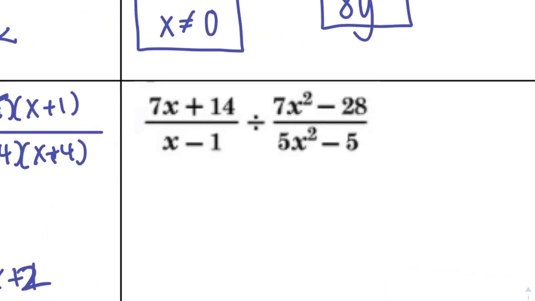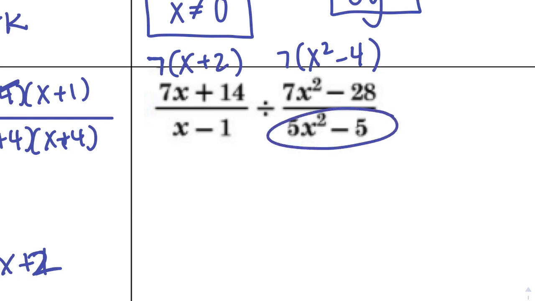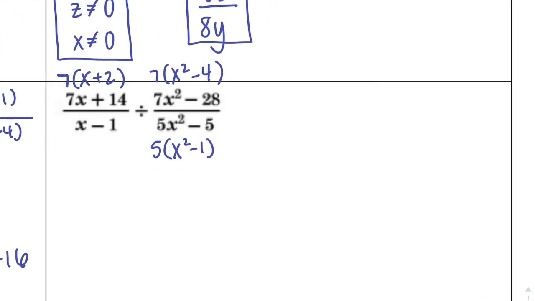So this one, dividing, before that, see what you can factor out. So if I take a 7 out, I'm left with x plus 2. If I take a 7 out, 7 goes into 7 and 28, I'm left with x squared minus 4, which is a difference of squares, so I can keep going. Down here, 5 and 5, if I take a 5 out, I'm left with the difference of squares, so I can keep going. So I'm going to rewrite this one.